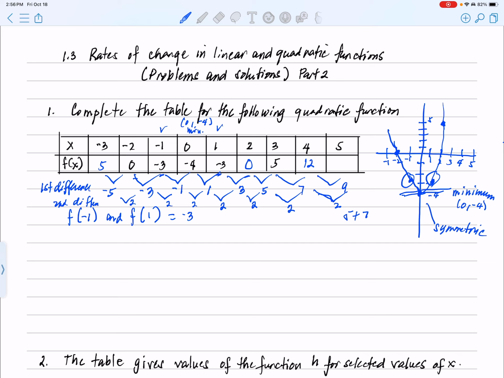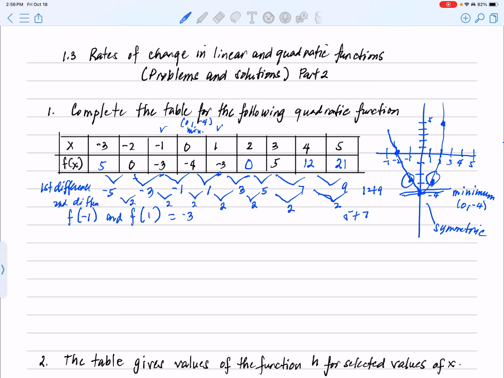Okay? So in other words, 12 plus 9, that would be equal to 21. All right. So our table is completed now. What I'm doing here, when I make a sketch on the graph, I want to be sure the function has a symmetry. It has the property of symmetry. So we found out that it's symmetric.